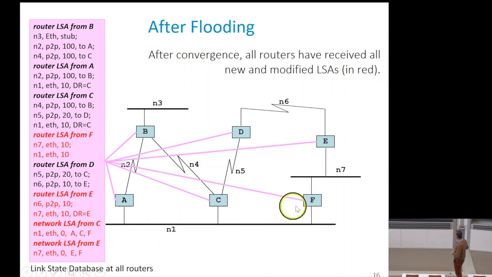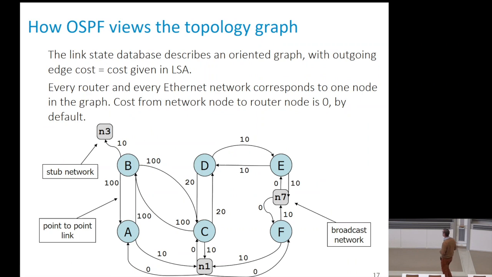On N7, assuming this is a shared medium LAN, the two routers E and F will need to decide who is the designated router. Here, I'm assuming this is E, and we will have this information in the topology database. A graphical representation is given here.